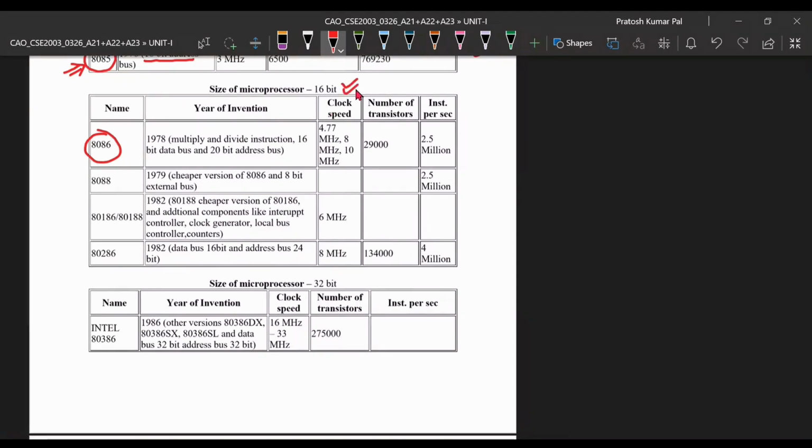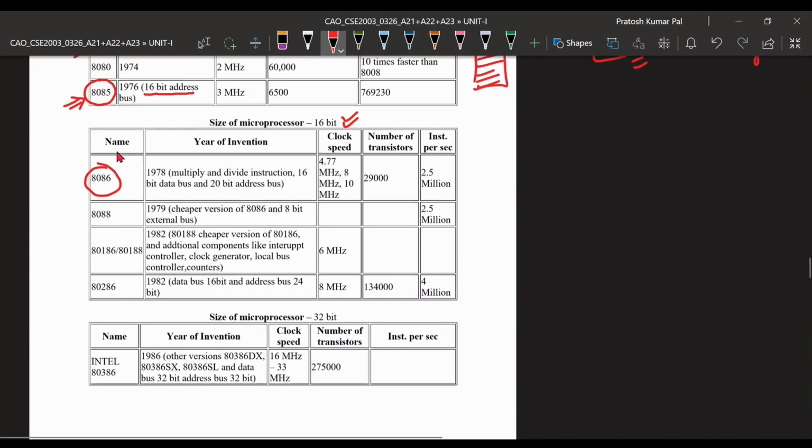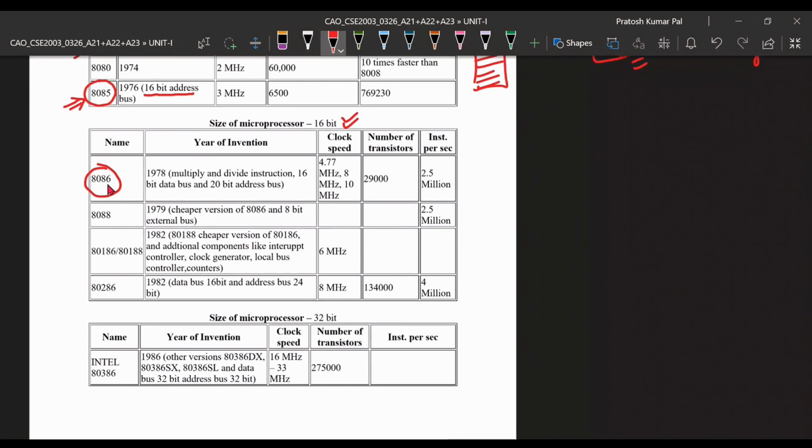The next one is a 16-bit microprocessor. The basic 16-bit microprocessor is just the modification to 8085, that is 8086. Basically, there were some shortcomings, or you can say disadvantages, of 8085.